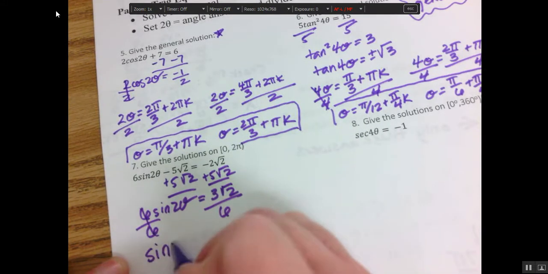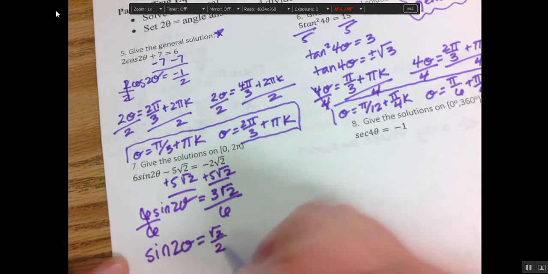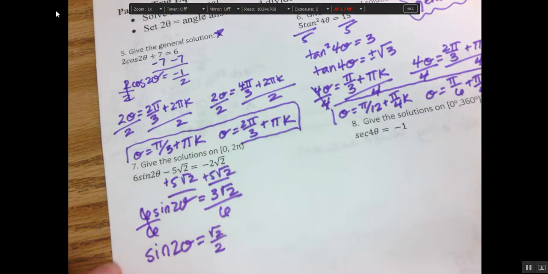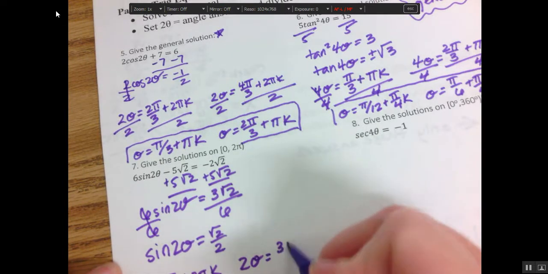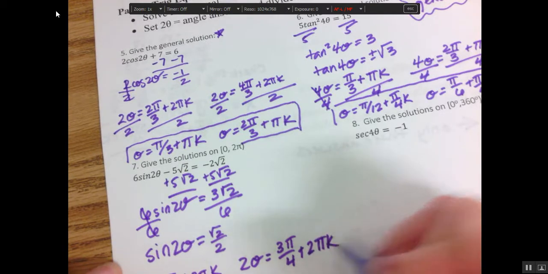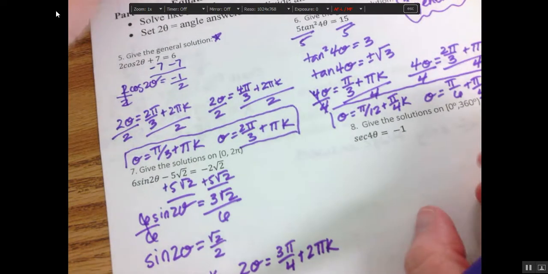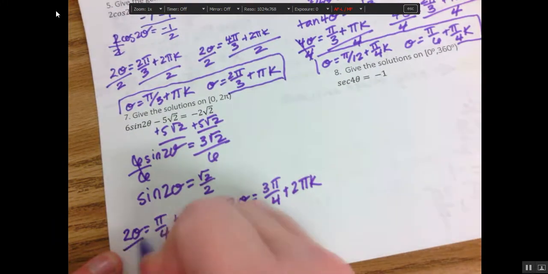All right, sine 2 theta equals what fraction? Root 2 over 2. So sine is going to be root 2 over 2 at pi over 4, and what else? 3 pi over 4. That's right, 3 pi over 4. Good. Now, it doesn't say to give the general solution, but you're going to want to do that anyway, okay? So you're going to divide by 2.